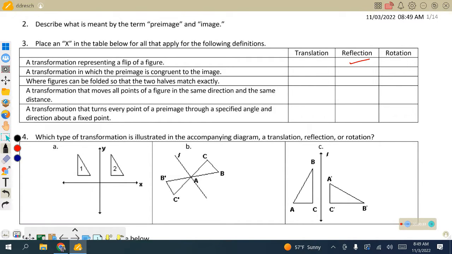Okay. And then for the next one here, what do we got? Transformation in which the pre-image and image are congruent. What do we got there? All three. That is all three. It better be all three. Those again are code for an isometry.